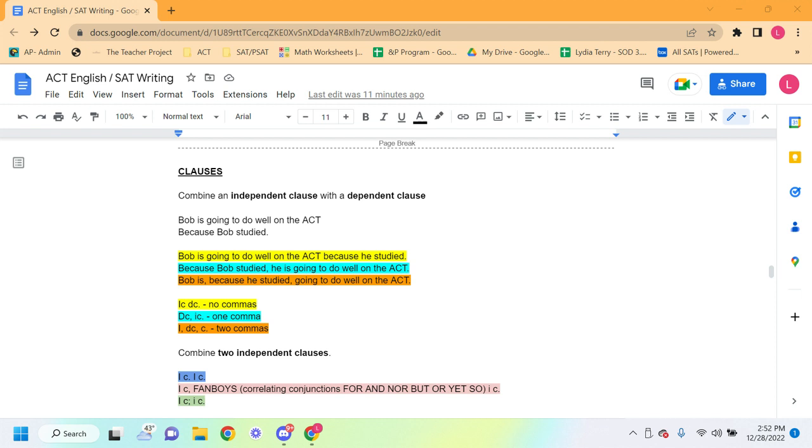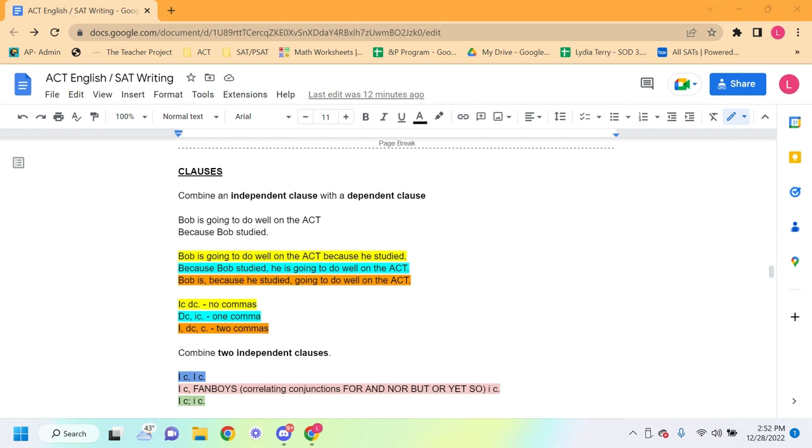Now, of course, those sounded a little awkward, but it is okay. You can do no commas. If you put it at the beginning of the sentence, you do one comma. If you put it in between the independent clause, you get 2 commas.